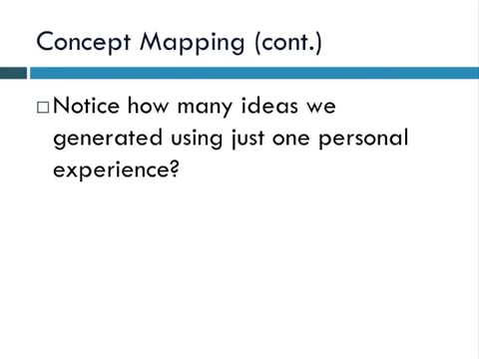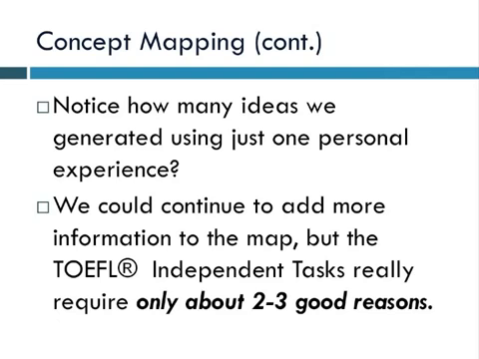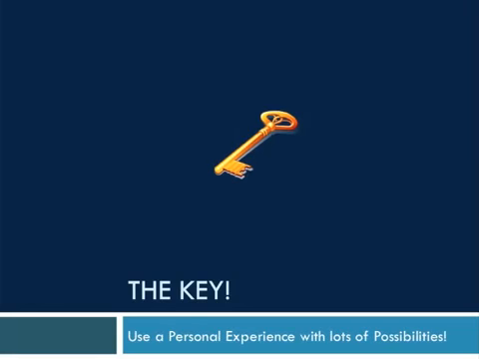So if you notice, look how many ideas we generated just using the one personal experience. Now we could continue to add more information to the map. We could spend a lot of time thinking about the academic team and then maybe jumping over to a different example. But I think the TOEFL really only needs about 2 or 3 good reasons. So in this way, I could use my academic team experience as my main example and then use that to help show different reasons that I'm trying to make. So one of the things I want to emphasize here in this video is that it is important to try to use a personal experience or even personal experiences that have lots of possibilities to talk about.